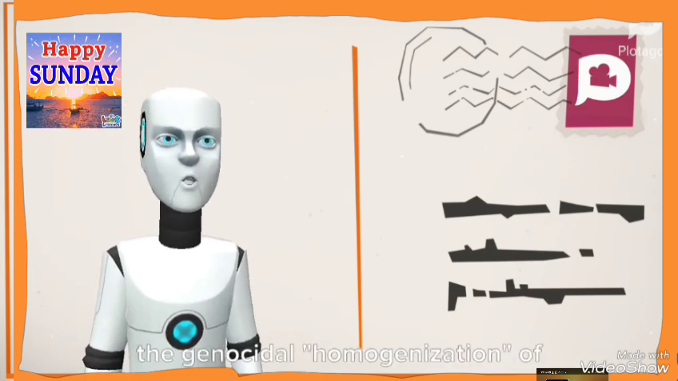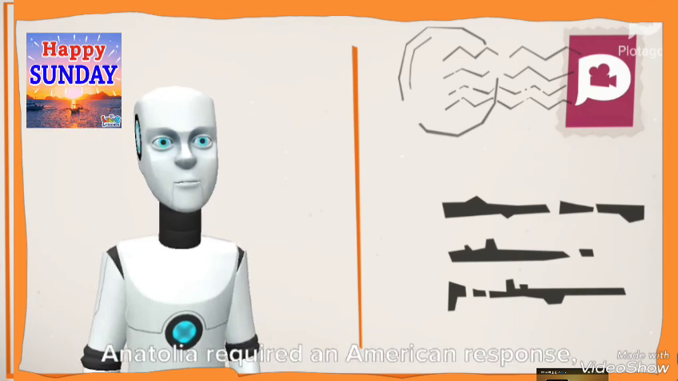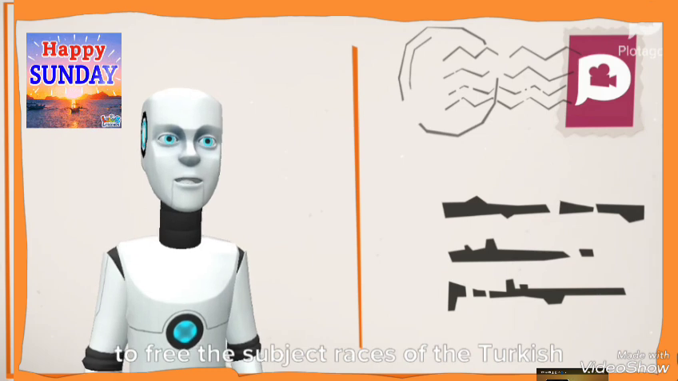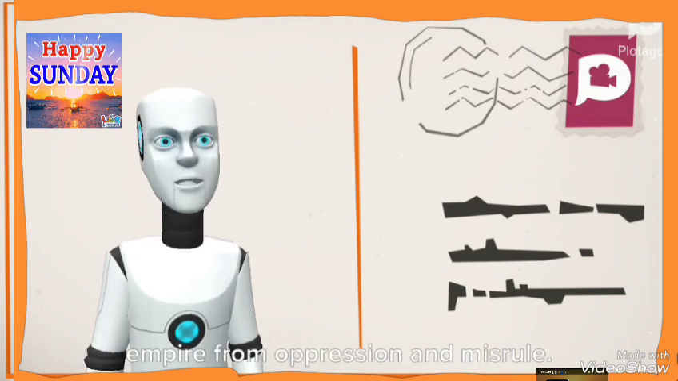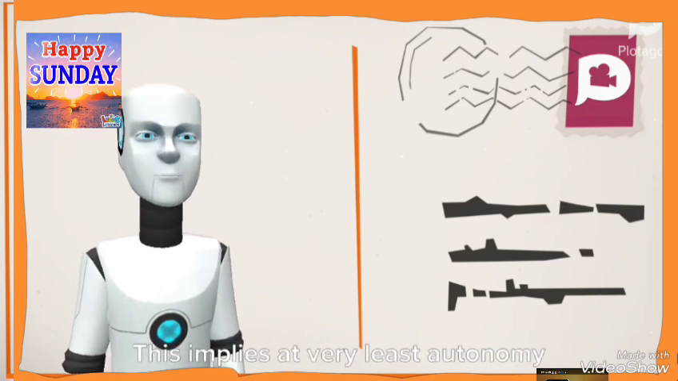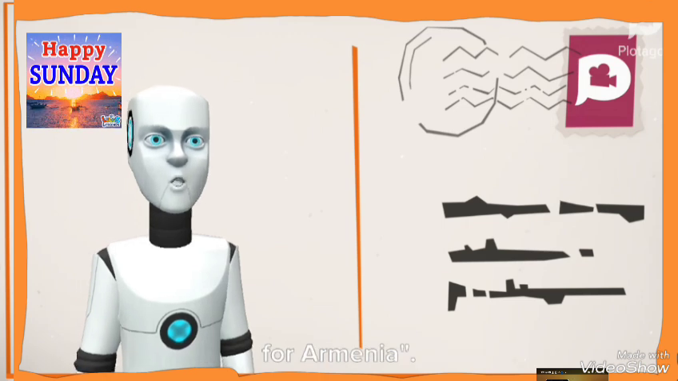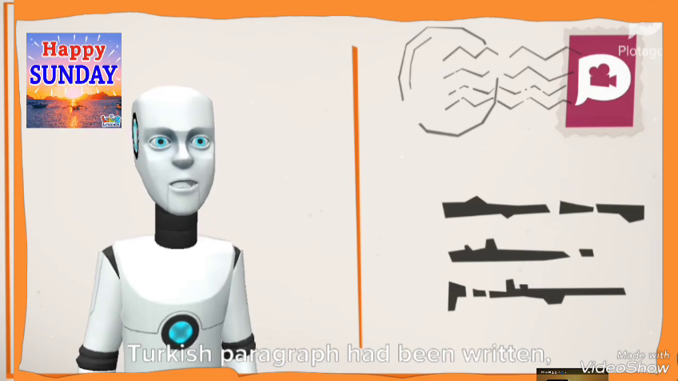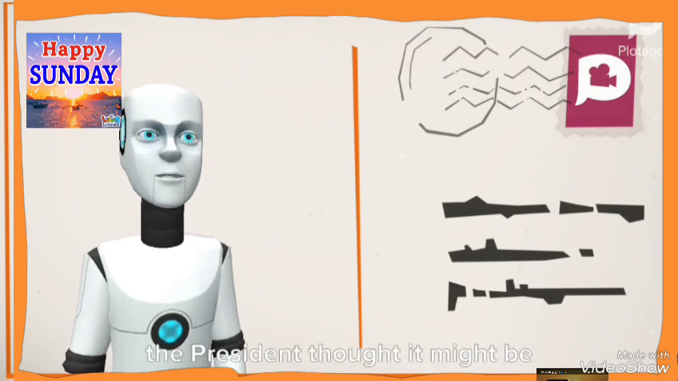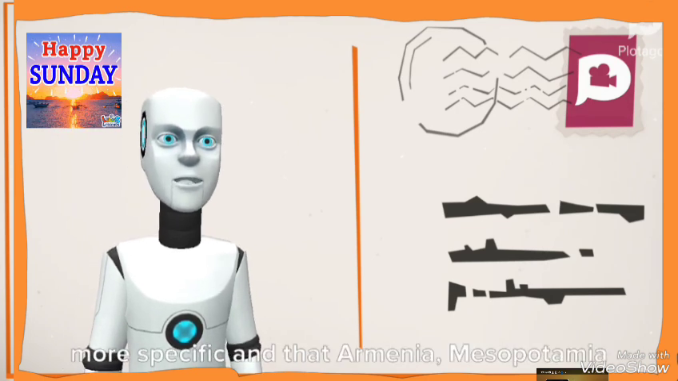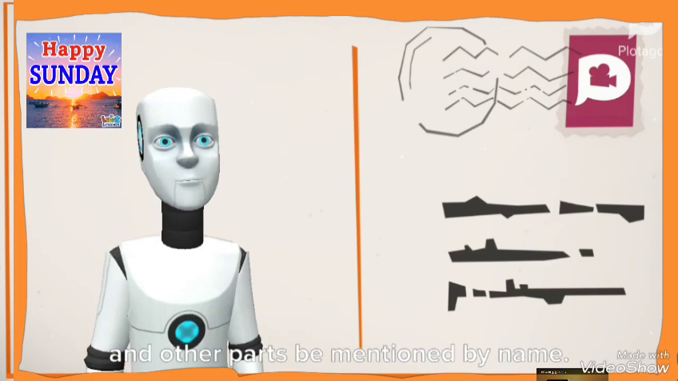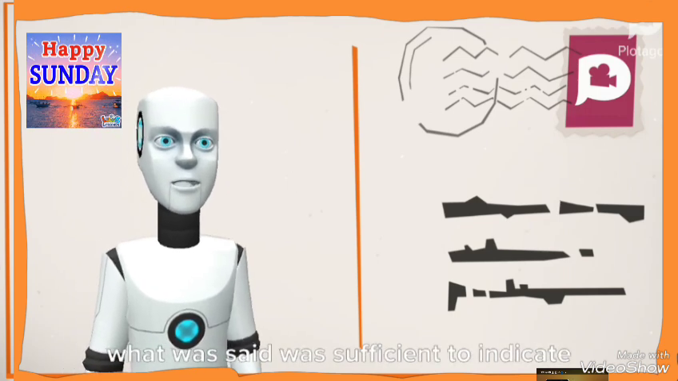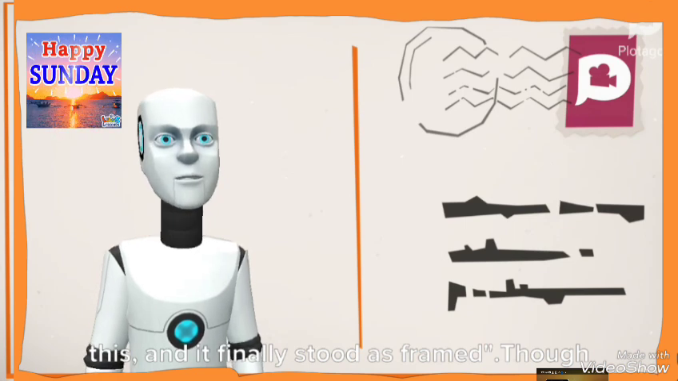Colonel House advised Wilson that the genocidal homogenization of Anatolia required an American response, writing to the president, "It is necessary to free the subject races of the Turkish Empire from oppression and misrule. This implies at very least autonomy for Armenia." House wrote in his diary, after the Turkish paragraph had been written, the president thought it might be more specific in that Armenia, Mesopotamia, and other parts be mentioned by name. I disagreed with this, believing that what was said was sufficient to indicate this, and it finally stood as framed.